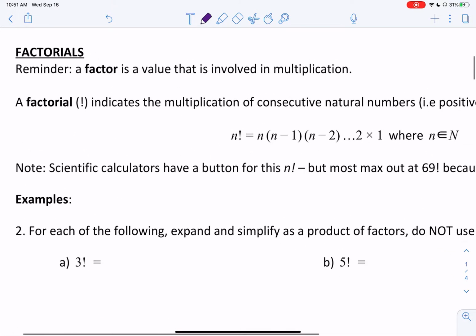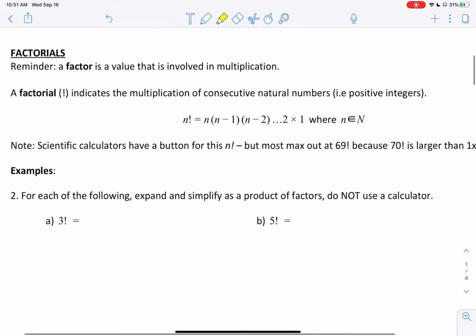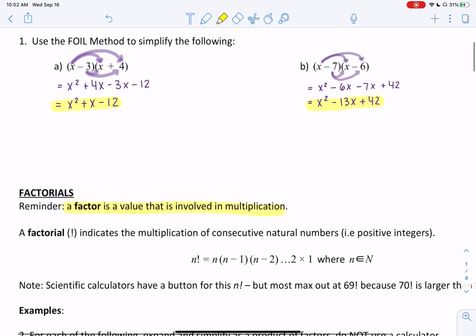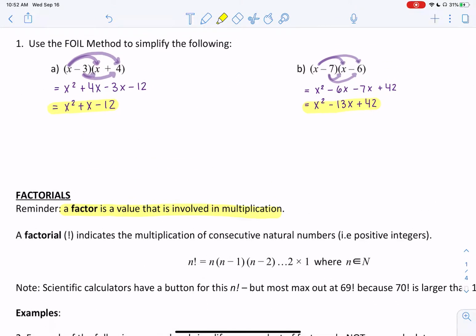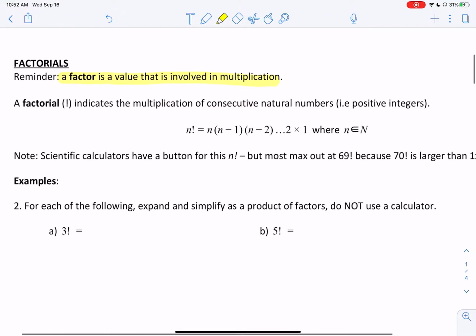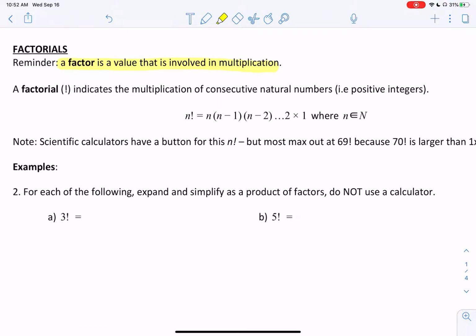So what we're going to be learning about are called factorials. And just a quick reminder of some terminology is that a factor is a value that's involved in multiplication. So for example, in the above examples we did, when we have x plus 3 and x plus 4, because we are multiplying, those would be considered factors. Same as when I factor something out and multiply it back, those all are considered factors.